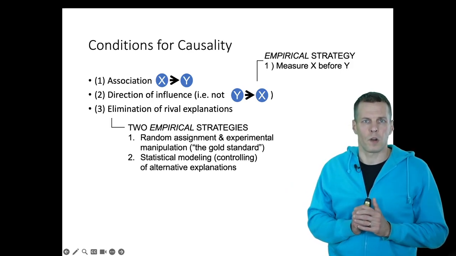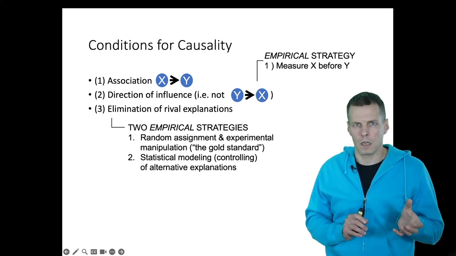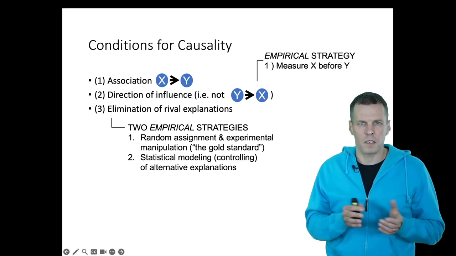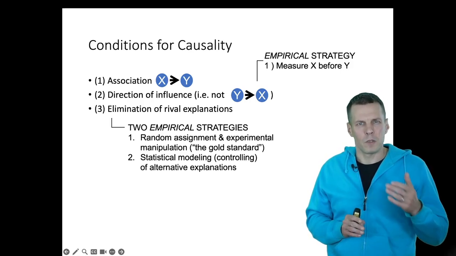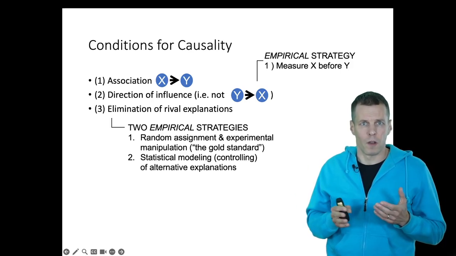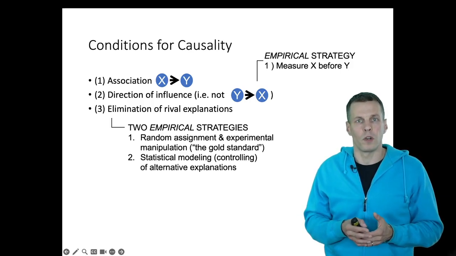We have two strategies for eliminating rival explanations. One is experiments. They are rare in business studies, particularly if we study something on a company level, like in strategy. And the more common is statistical modeling. Typically, we use some kind of regression analysis where we model alternate explanations by including other variables.